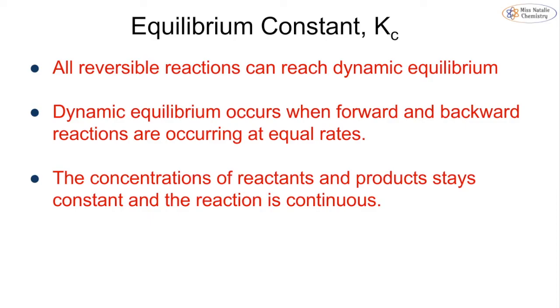So what we know is that all reversible reactions can reach dynamic equilibrium. And again, we covered this back in topic 9, where we see that the forward and the backwards rate of reactions are the same. So the forward reaction is happening at the same rate as the backwards reaction, and this causes your concentrations of your reactants and products to remain constant. And of course, your reaction is continuous, so both your forward reaction and your reverse reaction are happening at the same time. Note that the rates are equal, but the concentrations are constant. They do not necessarily have to be equal, so it's important that you get that distinction the correct way around.